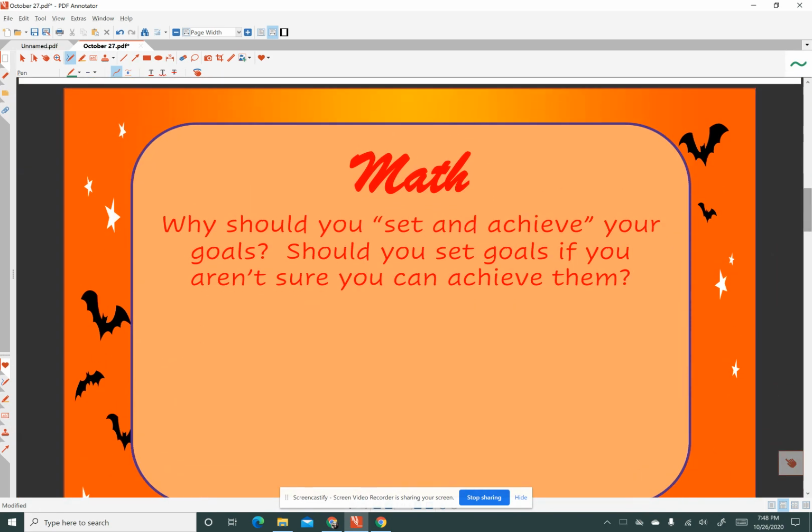And this is our do now that we discussed in class already. Why should you set and achieve goals? And should you set goals if you aren't sure that you can achieve them? And I say always try. You may not always be successful with everything you set out to do, but do the best you can. It's always worth a try. If you don't try, you won't have accomplished anything, and that goes for schoolwork or sports or anything.